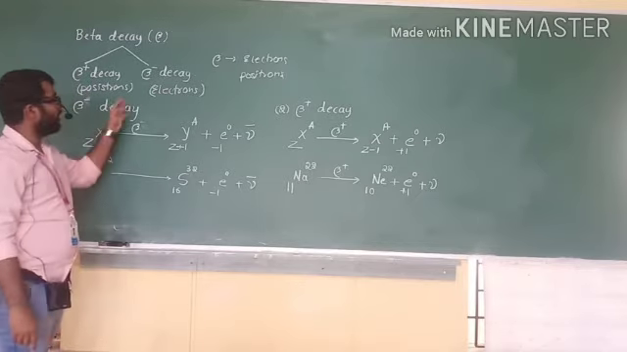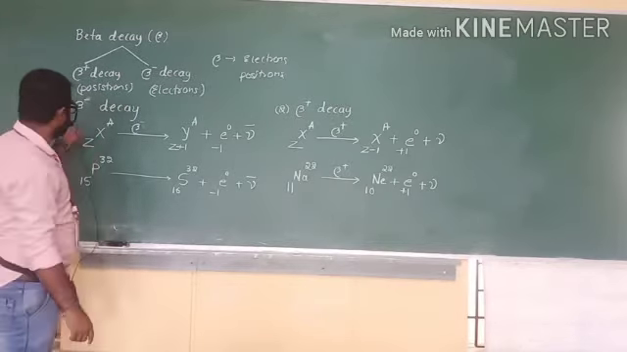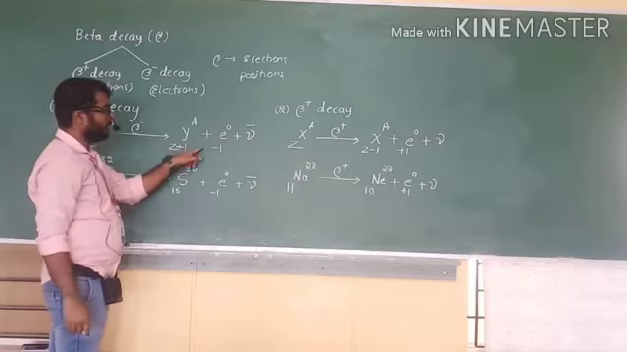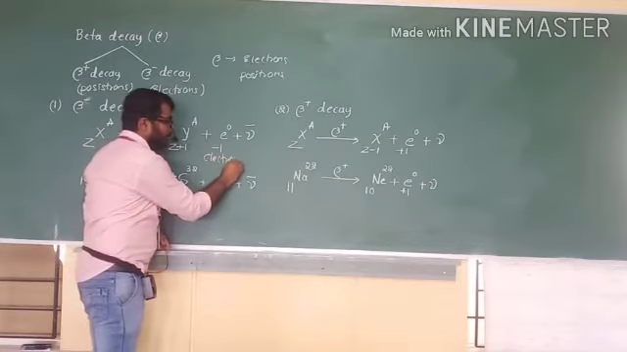Now we are going to study beta minus decay and beta plus decay in detail. The first one is beta minus decay, also called negative beta decay. Here the electrons are emitted. The general equation is given by ZXA undergoing beta minus decay gives Z plus 1, plus here this will be the electron.